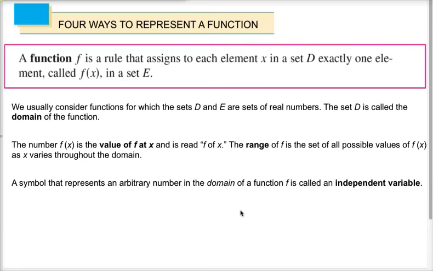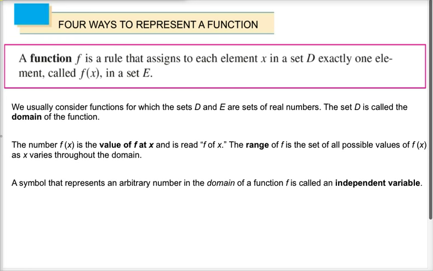Essentially, a function is a rule, and it takes every element in a set D, and we'll call each one of those elements x, and it maps it exactly to one element called f of x in a set E. We usually consider the functions for which these sets D and E are sets of real numbers, and the set D is generally considered the domain of the function. The number f of x is the value of f, or the function, at x, and is read f of x. The range of f is the set of all possible values of f of x as x varies through the domain.